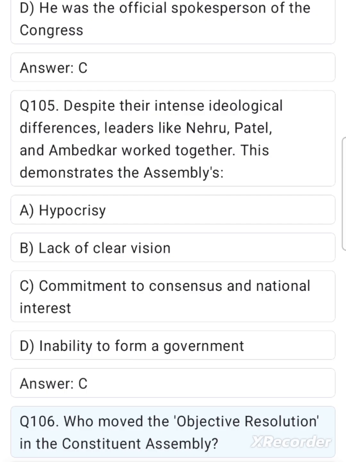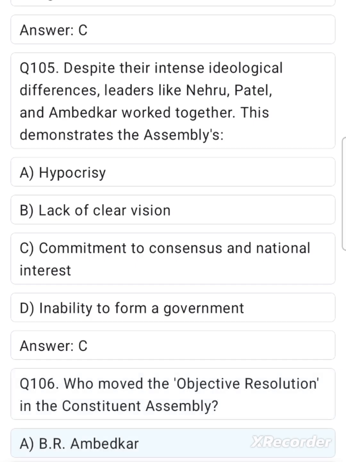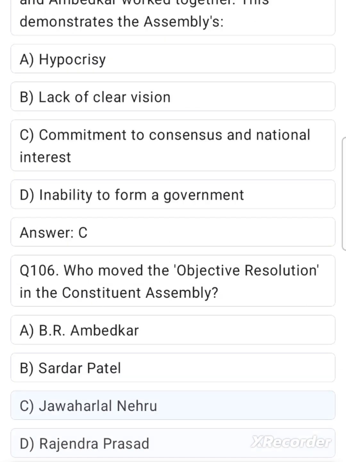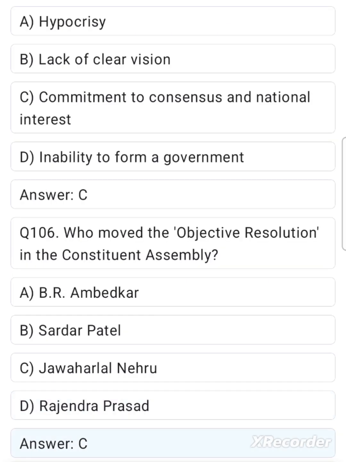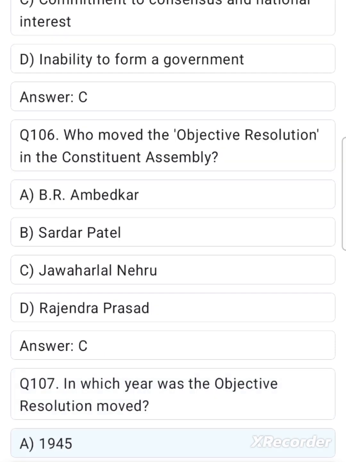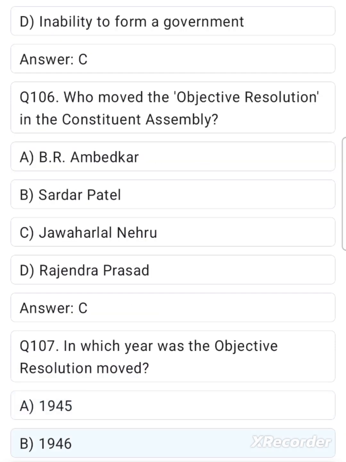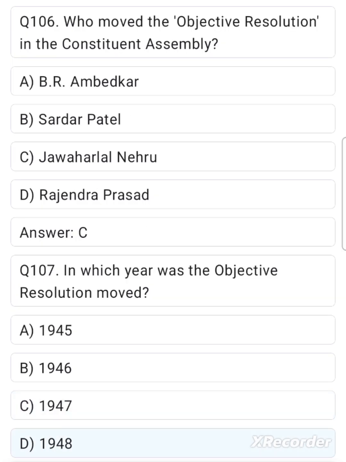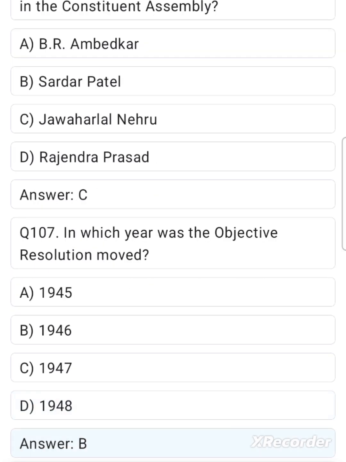Q106. Who moved the objective resolution in the Constituent Assembly? A. B.R. Ambedkar. B. Sardar Patel. C. Jawaharlal Nehru. D. Rajendra Prasad. Answer C. Q107. In which year was the objective resolution moved? A. 1945. B. 1946. C. 1947. D. 1948. Answer B.